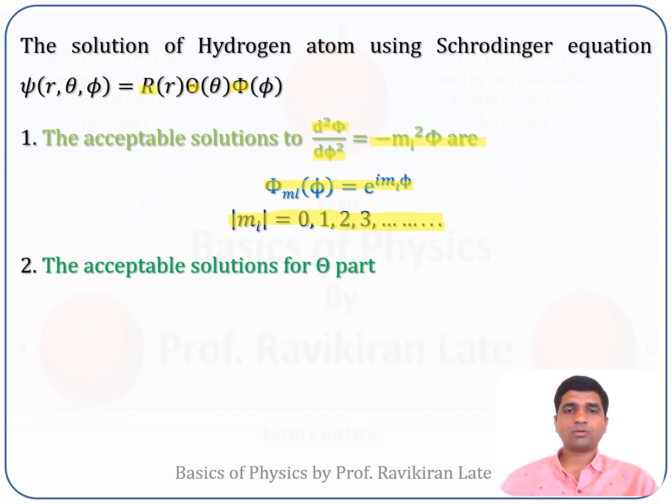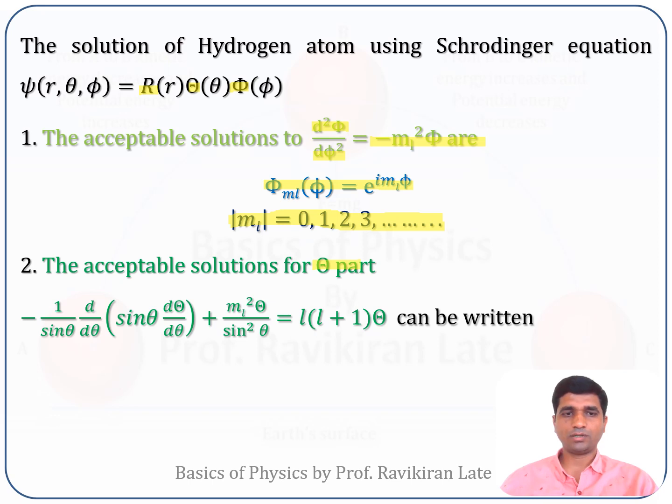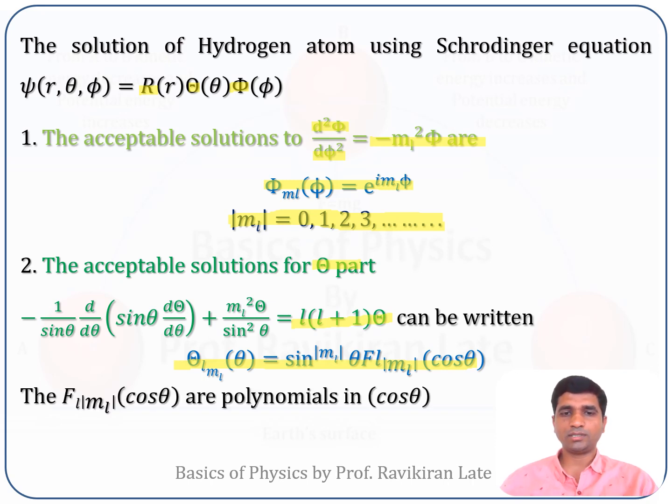The second equation was the theta part, which has the form minus 1 upon sine theta d by d theta of sine theta d theta by d theta plus ml square theta upon sine square theta is equal to L into L plus 1 theta. Its acceptable solution can be written in terms of this one. This solution consists of polynomials in terms of cos theta.